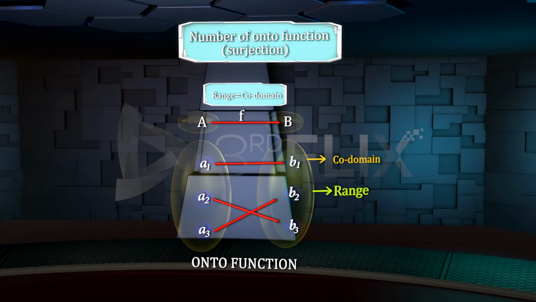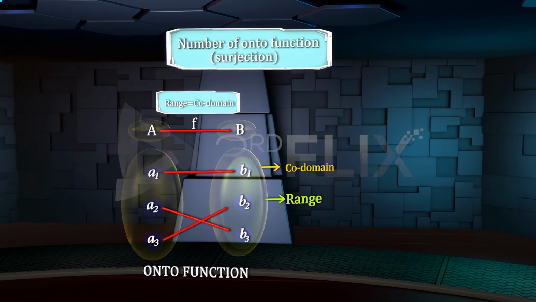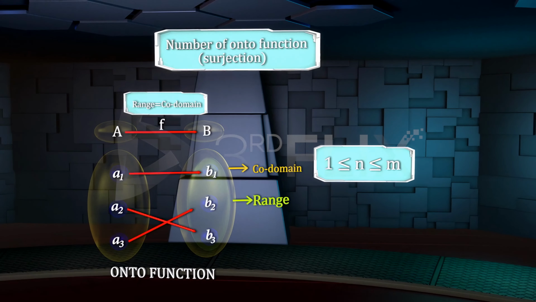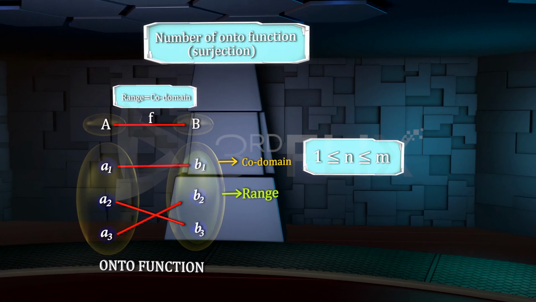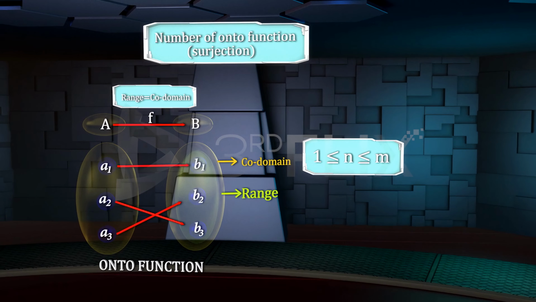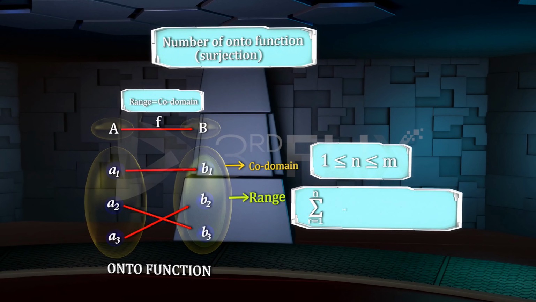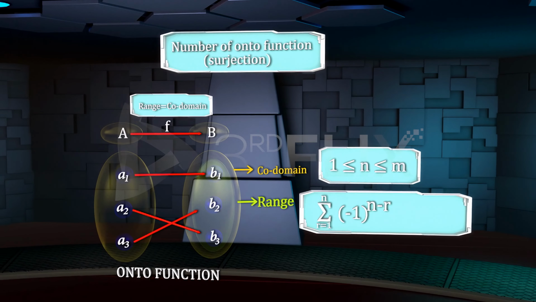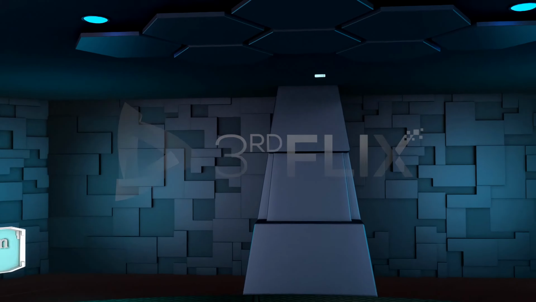Number of onto functions, surjections. If A and B are two sets having m and n elements respectively, such that 1 is less than or equal to n, which is less than or equal to m, then the number of onto functions from A to B is the summation for r equals 1 to n of (minus 1) power (n minus r) multiplied by nCr multiplied by r power m.